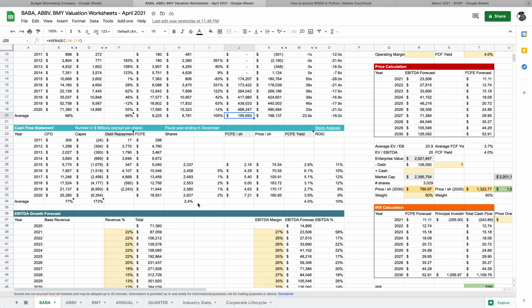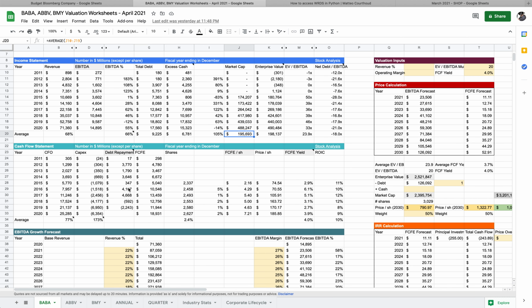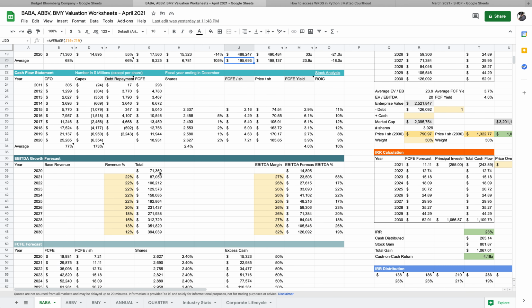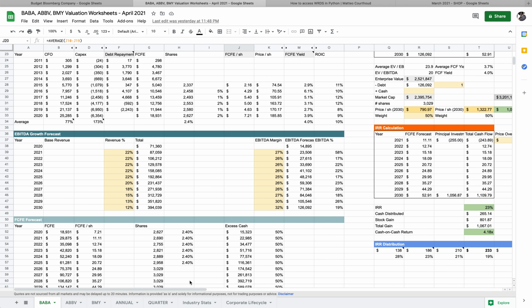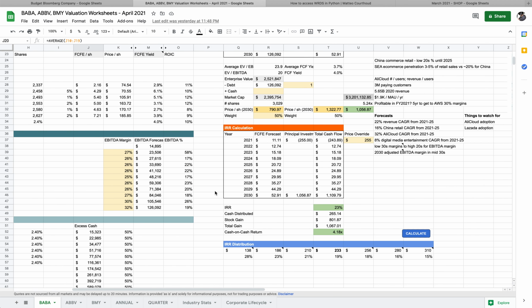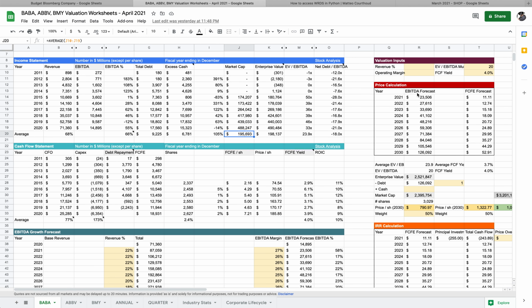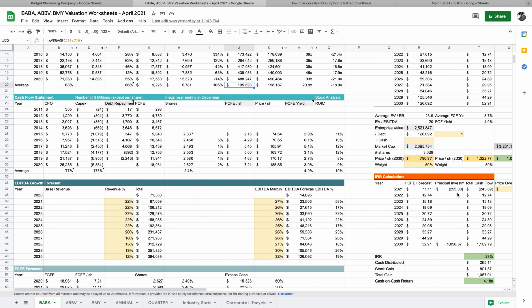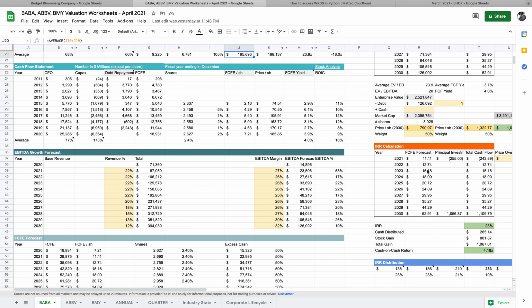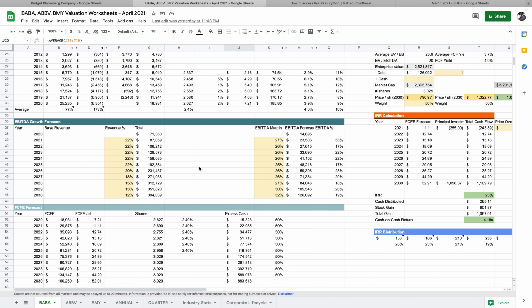So that's basically what the layout of this looks like here. I have all the historical information up top. I have the forecast information, looking into the future, in the middle here. And then I bring them all together here with the calculation. He also calculates the IRR, given the current price and given the valuation and the price that he's forecasted into the future, to get an IRR back.